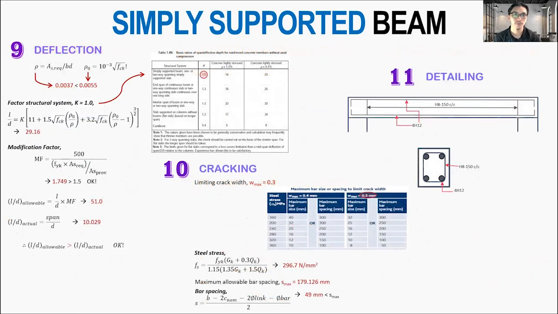For the deflection, we have checked that the deflection is okay, where allowable L over D is greater than the actual L over D. For the cracking, we have checked also that the bar spacing is 49 mm, lesser than the maximum allowable bar spacing, which is 179.126 mm. Last but not least, this is our detailing for the simply supported beam. Thank you.